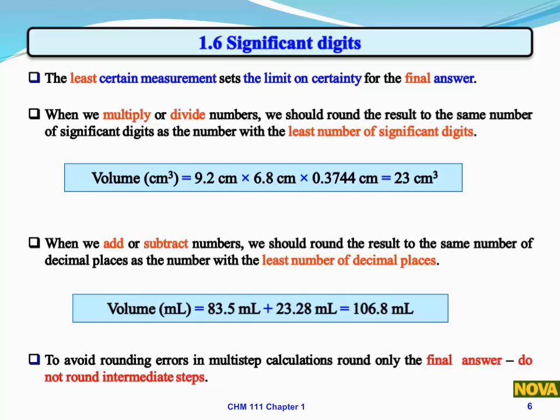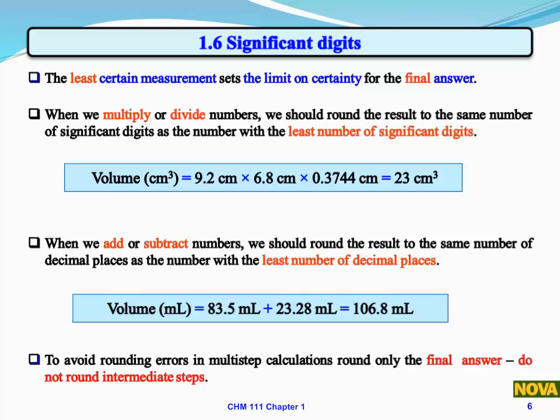The least certain measurement sets the limit on certainty for the entire calculation and determines the number of significant figures in the final answer. 2 rules govern how many significant figures are permitted in calculated results. For multiplication and division, the final answer contains the same number of significant figures as there are in the measurement with the least number of significant figures.